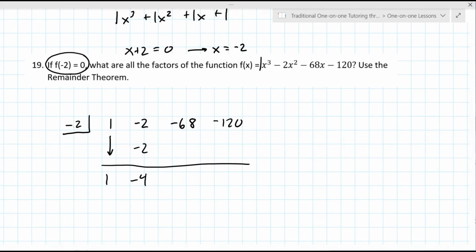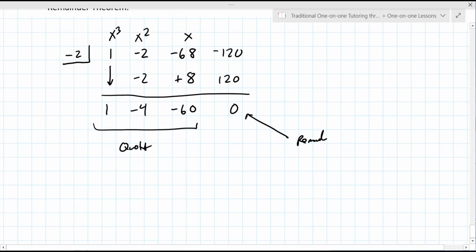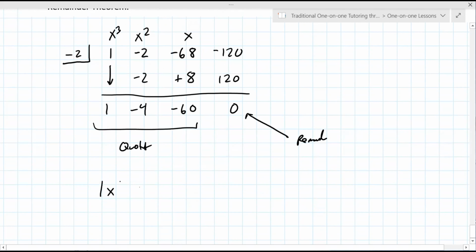Then you multiply. So minus 2 times minus 4 is 8. You add to get minus 60. Minus 60 times minus 2 is 120. And you get 0. That's your remainder. This is your quotient right here. But again, it was an x cubed, x squared, and x. So it has to go down by 1 degree. So this becomes 1x squared minus 4x minus 60.